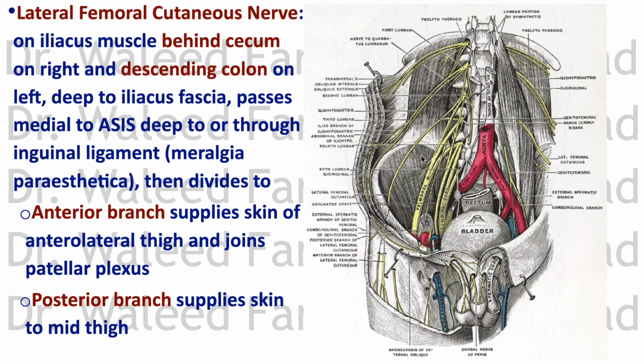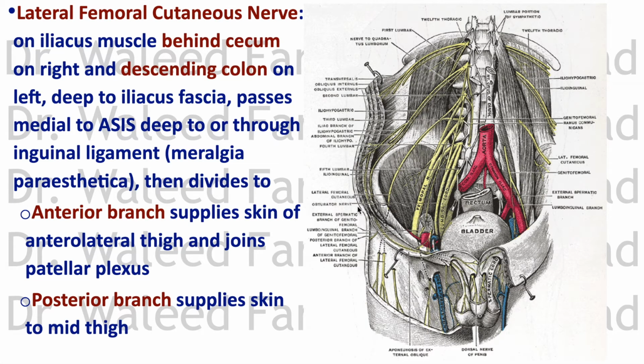The lateral femoral cutaneous nerve, on the other hand, which is this nerve, see that? It goes on the iliacus muscle behind its fascia. On the right side, it has the cecum in front of it. On the left side, the descending colon in front of it. And it's deep to the fascia and then passes medial to the anterior superior iliac spine.